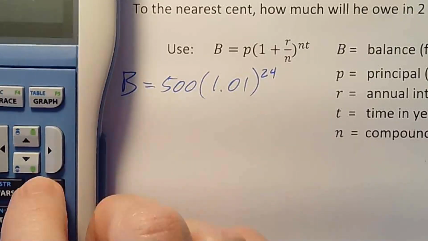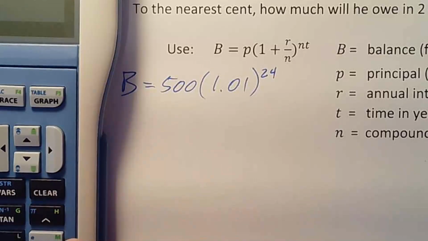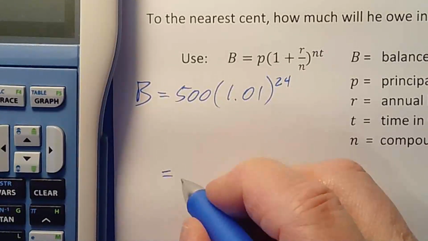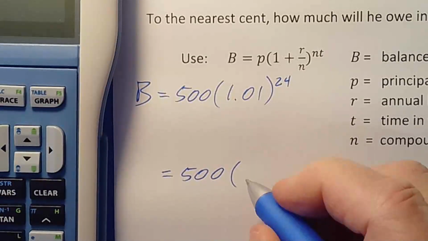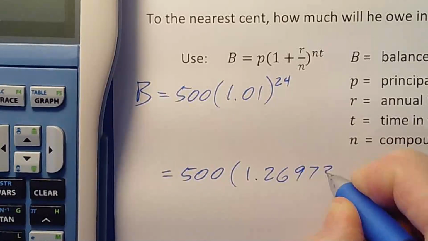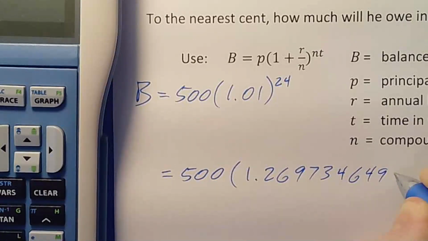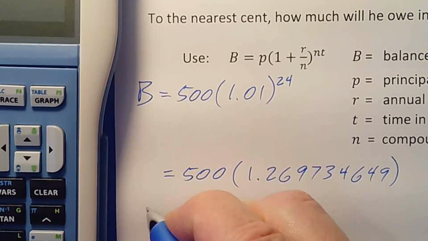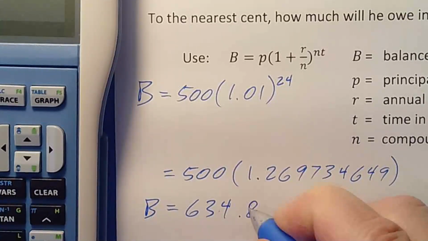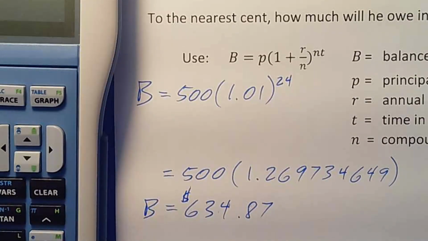So I end up with 1.01 to the power of 24, and that's this big old number here. Let's just write it down for reference. I'm going to write it down here so I have room. I've got 500 times, again, a big long decimal. We're not going to need all these digits, but I'll write them down just to be safe: 1.269734649. A big giant number there. Then I'm going to say times 500, and my answer will be B equals $634.87.